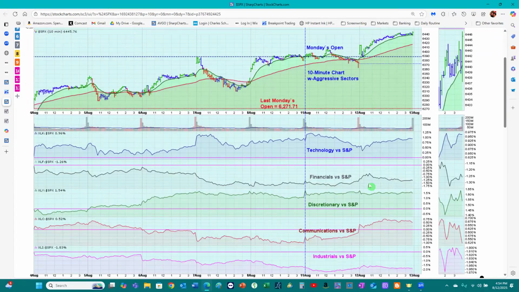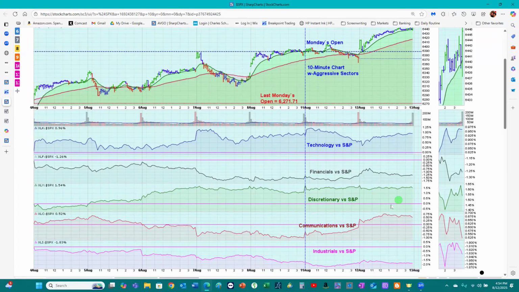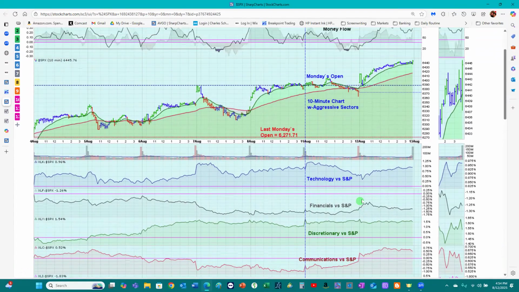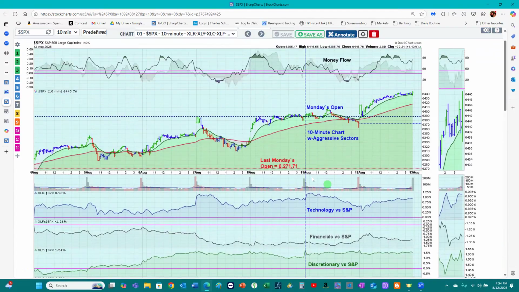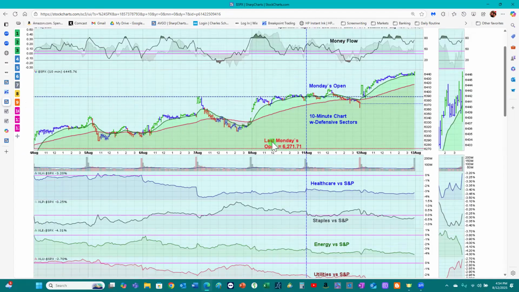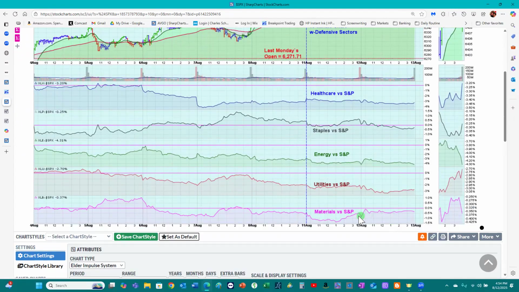Technology came back. Financials kind of went sideways. Discretionary sideways. Communications made a nice run, and then industrials was sideways. So technology is the big one. That's the one that really moved the market more than anything else today. On the defensive side, healthcare was down, flat, let's call it. Staples, I would expect to see these down because they're defensive. I don't expect rotation into a defensive area if the market is as bullish as it was today. So staples was down slightly, energy down, utilities down, materials pretty much flat for the day.